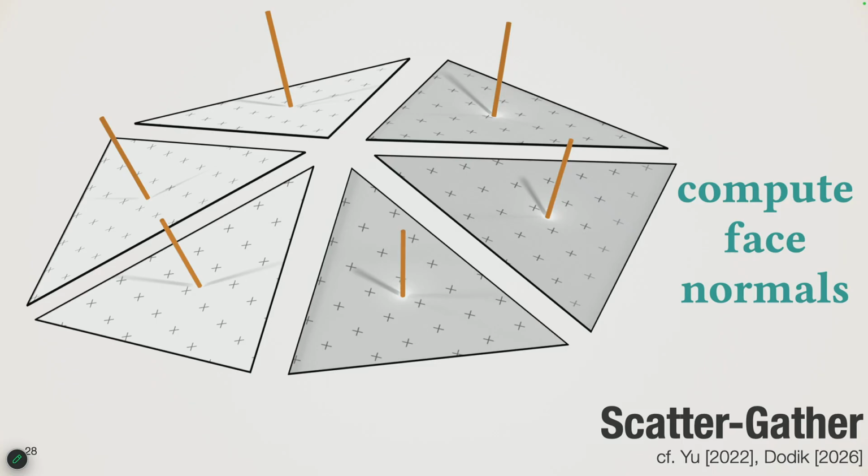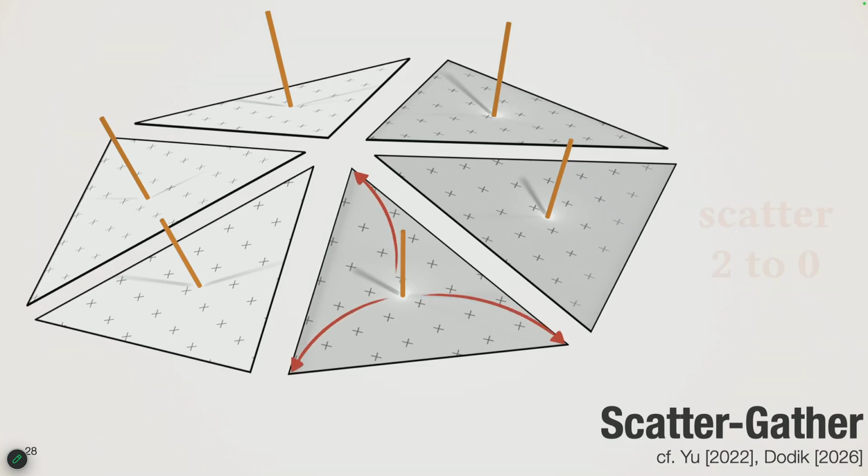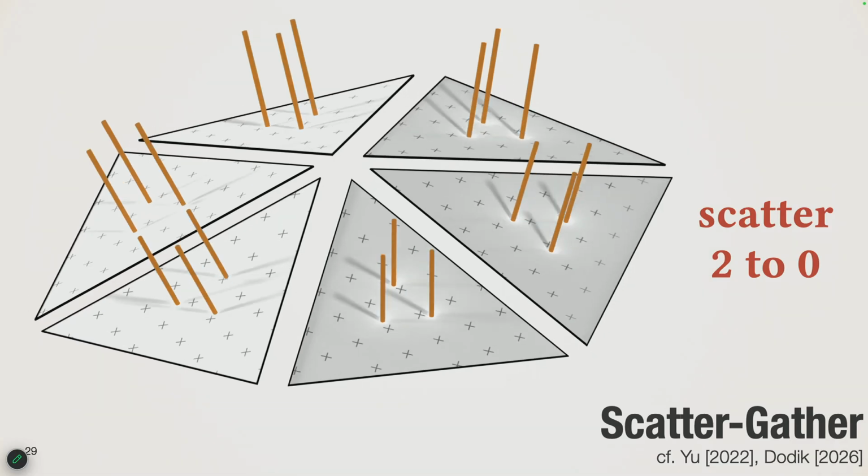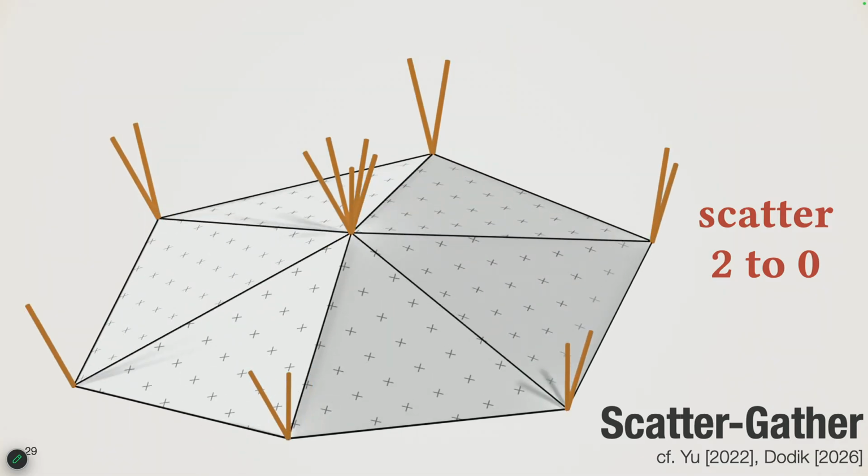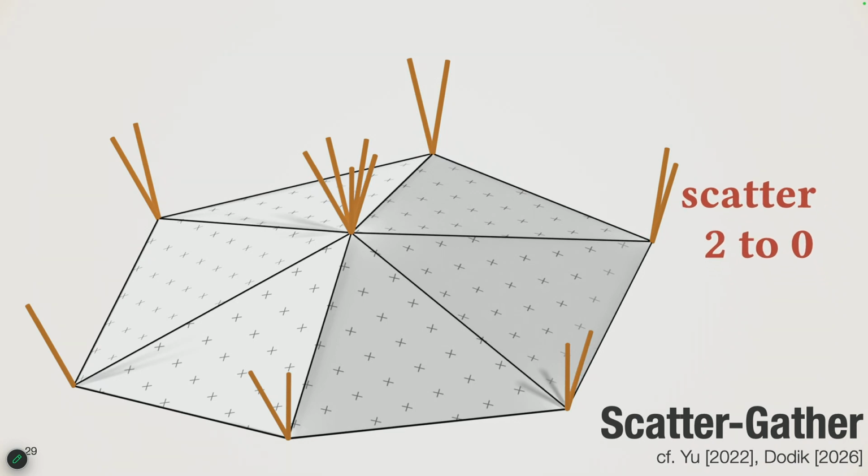So what we're going to say is we're going to do a scatter operation from the faces to the vertices. But now we've sort of encountered the problem, right? Each vertex has more than one triangle incident on it. And so what do we do now? Well, the secret is that actually every scatter operation does an additional accumulation step. So it's not really a scatter operation.